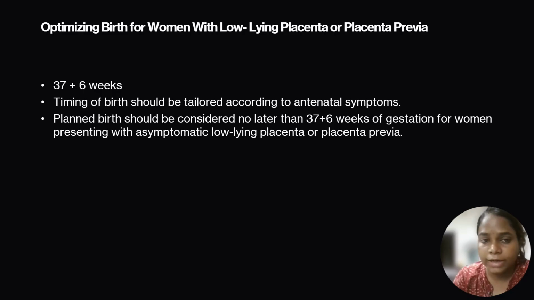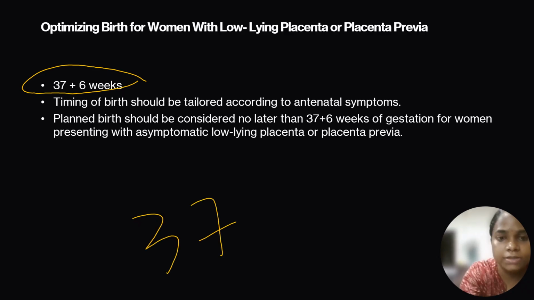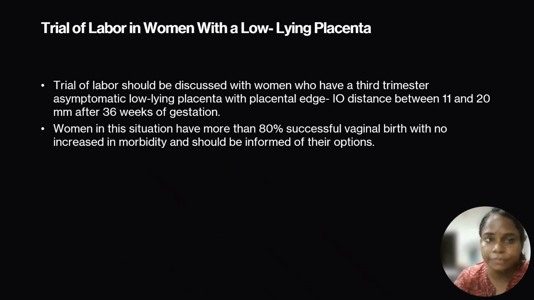Birth in case of low-lying placenta or placenta previa, you should go for birth by 37 weeks, 6 days. Remember this also, 6 days, because they will give 37 weeks, 4 days, 37 weeks, 5 days in that way. So 37 weeks, 6 days is the option. If she is asymptomatic, then you can go till 37 weeks, 6 days.